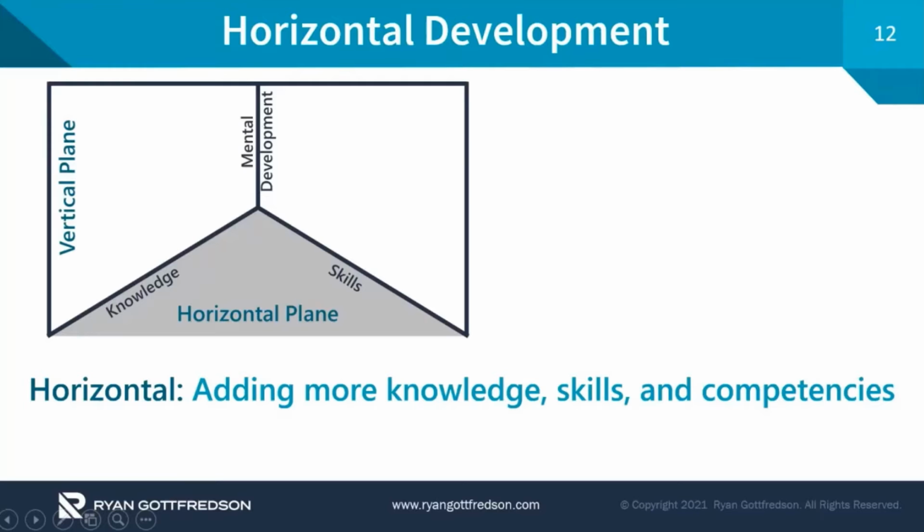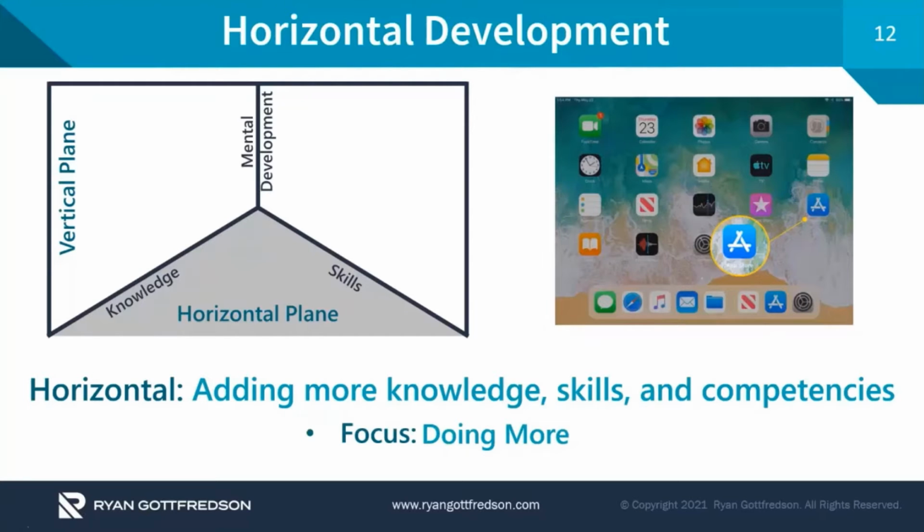So horizontal development is the traditional form of development that we utilize. It's not bad, but it is limited, and we need to understand some of that. The way in which it's good is this horizontal development helps us to do more. So an analogy that helps me with this is that if I think about an iPad, if I download an app onto that iPad, what that new app does, it allows me to do more than what I could do previously, right? It broadens my functionality. And that's the value of horizontal development. It broadens our functionality, allows us to do more.